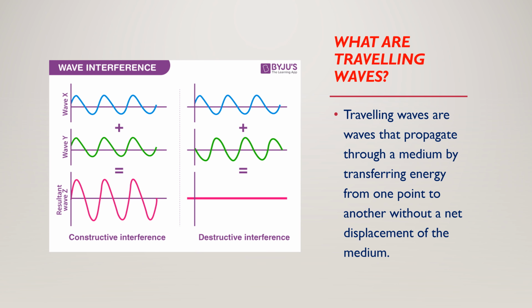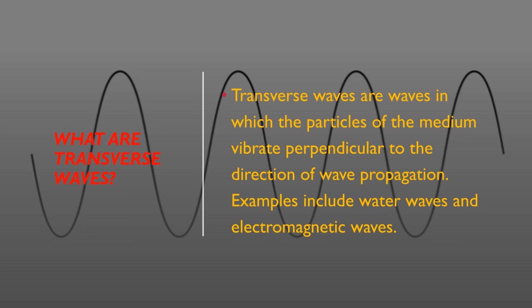What are traveling waves? Traveling waves are waves that propagate through a medium by transferring energy from one point to another without a net displacement of medium.